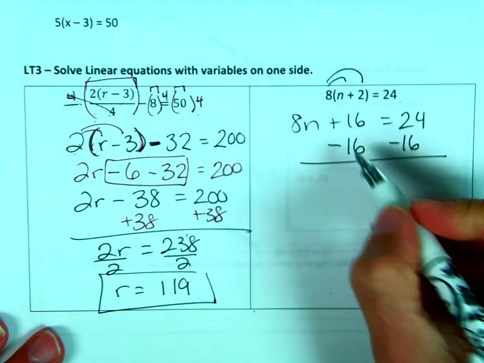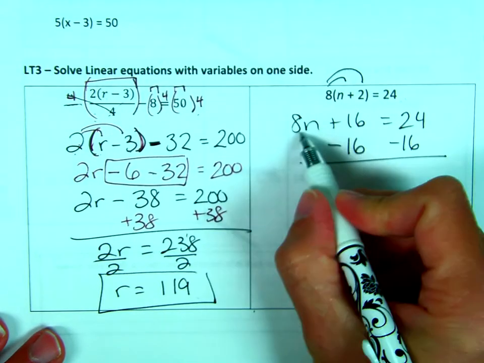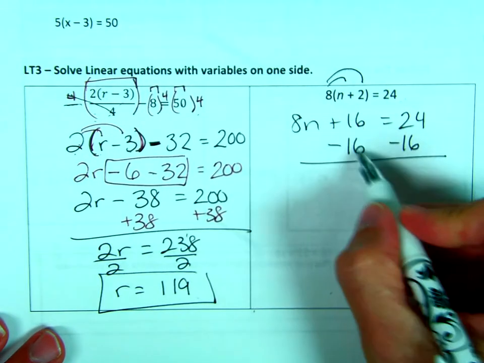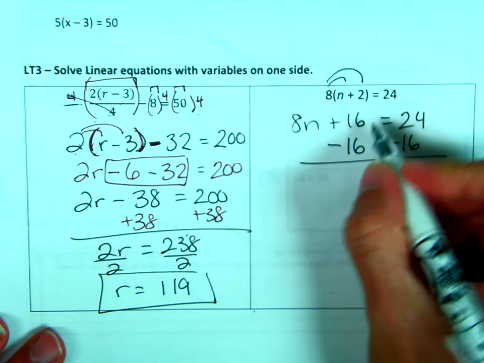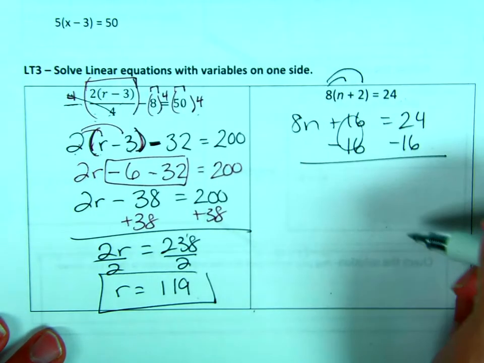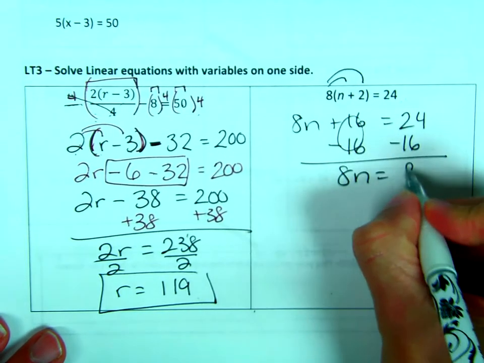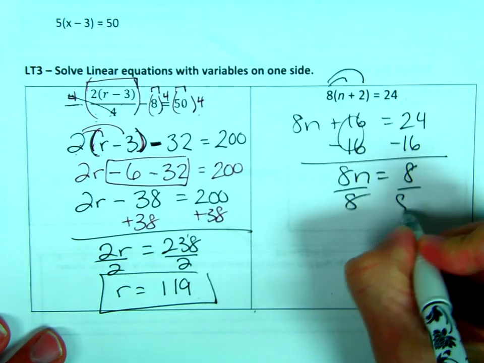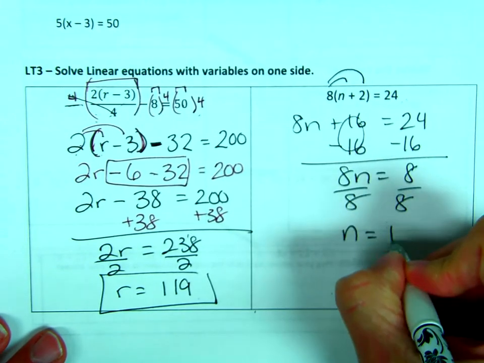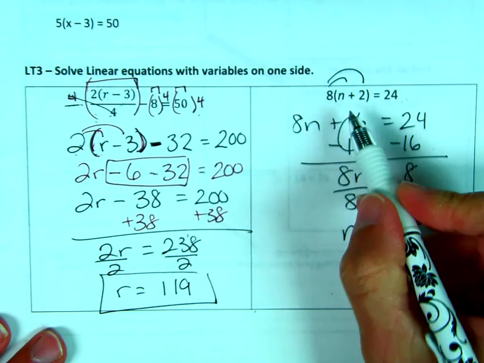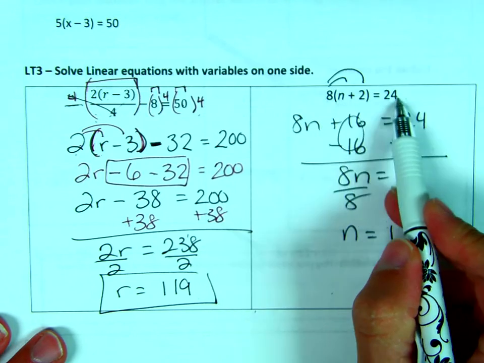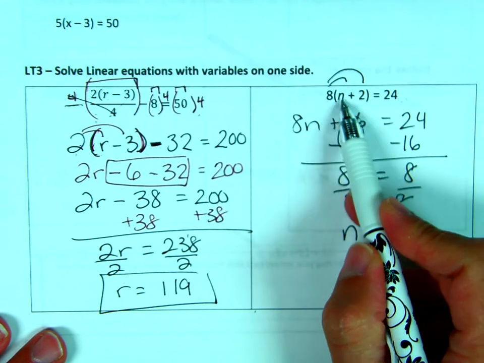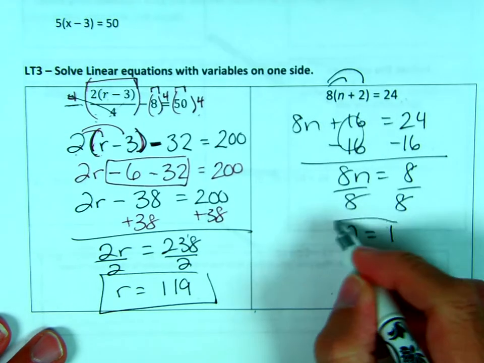Okay, so we've got to get the variable on one side, and we've got to get the constants on the other side. So I'm moving the 16 over by doing the opposite, because that gets me a 0. So I get 8n equals 8. And when I divide both sides by 8, I get n equals 1. Let's check, right? We could have done that before. 8 times what equals 24? 8 times 3, so n would have to be 1. Yes, n is 1, so that works.